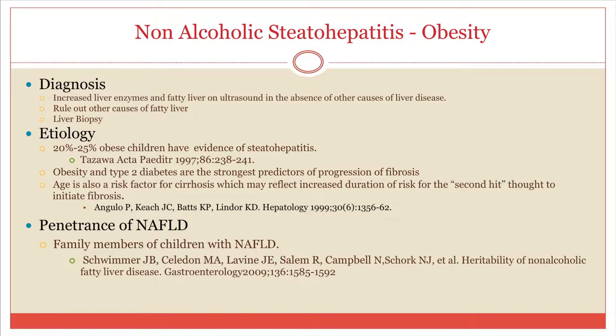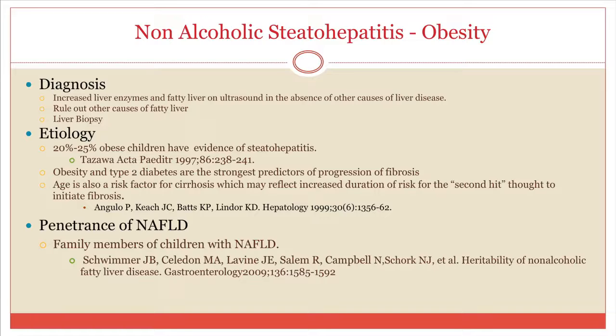I wanted to spend a few minutes on NASH. The diagnosis here, many children have fat in their livers. If you look hard enough, they also have fat in their pancreases, and they have fat in the muscles, and that's why we think they're insulin resistant. This diagnosis, you start making it when you have elevated liver enzymes. Obesity and type 2 are the strongest predictors for the progression of fibrosis, which is really the problem.